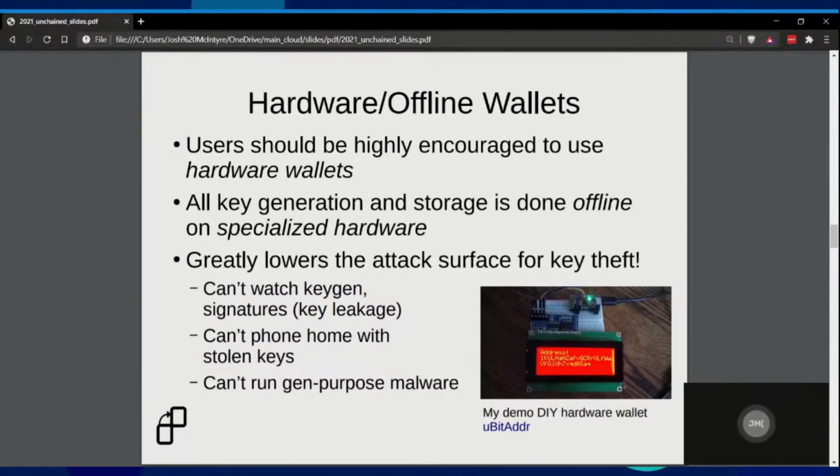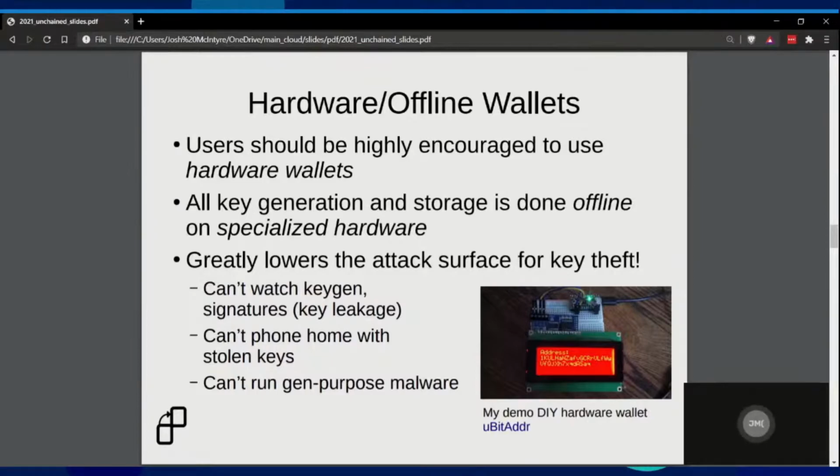This is done on specialized hardware that has firmware that is specifically for Bitcoin cryptography, right? These are microcontroller devices, and they're programmed to do one single thing: Bitcoin cryptography, Ethereum cryptography. What this does in terms of security is it greatly lowers the attack surface for key theft. No one can watch the key generation or signatures in some way that might cause a problem for key leakage. Someone can't phone home with stolen keys like they could on your laptop if there's some kind of malware. And these devices generally don't run general purpose malware.